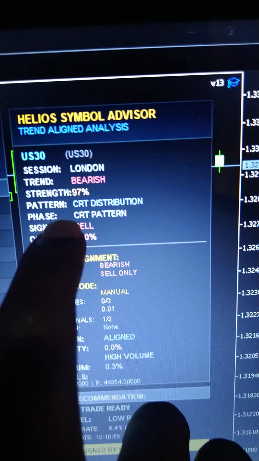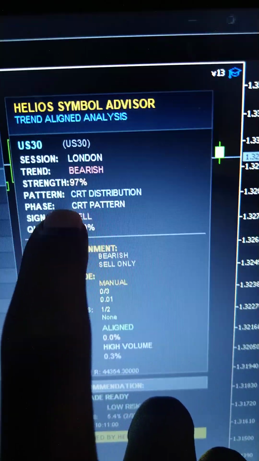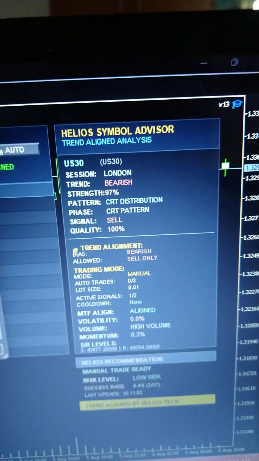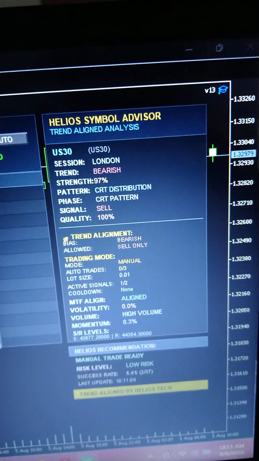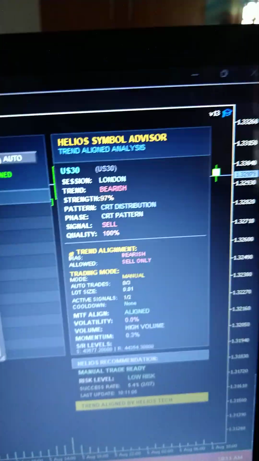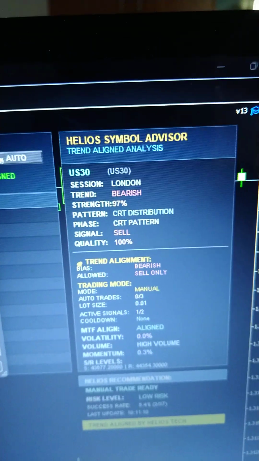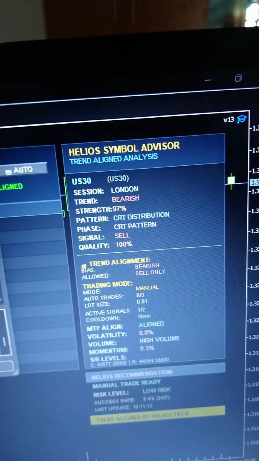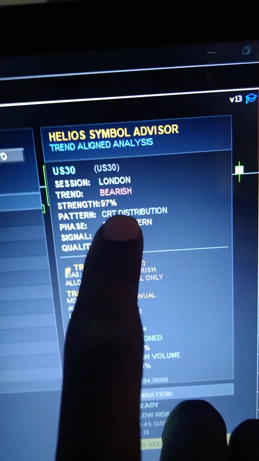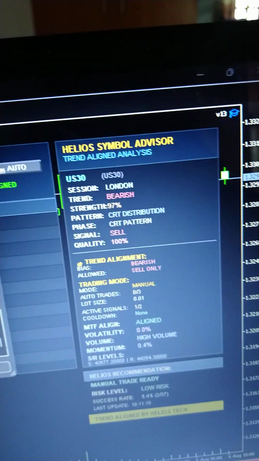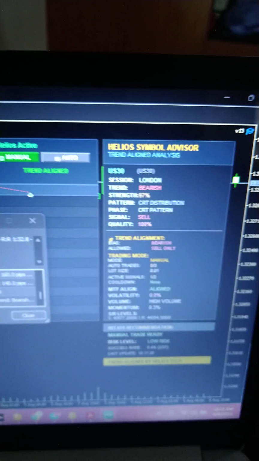And here we also have the phase. This is the market phase. Under the market phase, it can be volatile, which means high movement is expected. When you see CRT pattern, it means the market is in a range or manipulation is in progress. And when it says trending, it means there's a strong directional move.